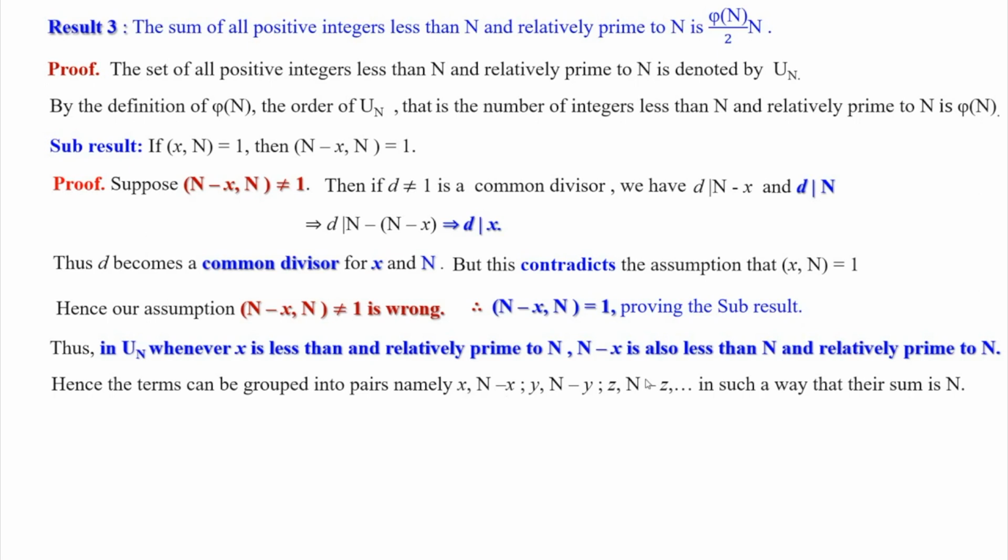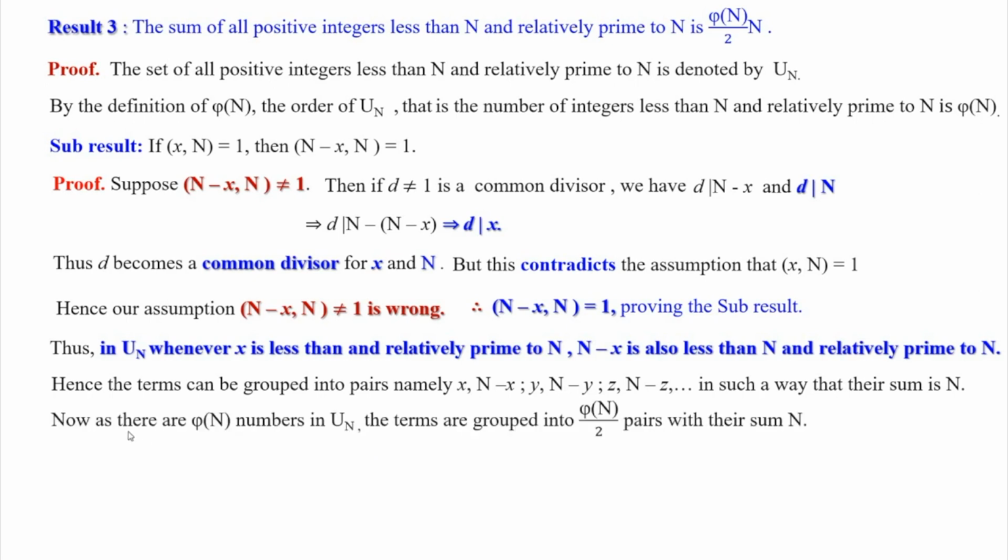So the sum of all these numbers must be phi of n by 2 times n. So as there are phi of n numbers in U_n, the terms are grouped into phi of n by 2 pairs with their sum n. Therefore, the sum of numbers in U_n is phi of n by 2 times n.